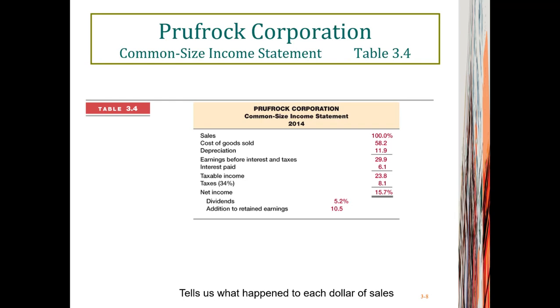That means the EBIT margin, earnings before interest and tax margin, is about 30%. Then we consider interest and taxes, and the net income is about 15.7% of total sales. That means the profit margin for this company is 15.7%. So the common size income statement gives us a very clear picture of the cost structure of the company.